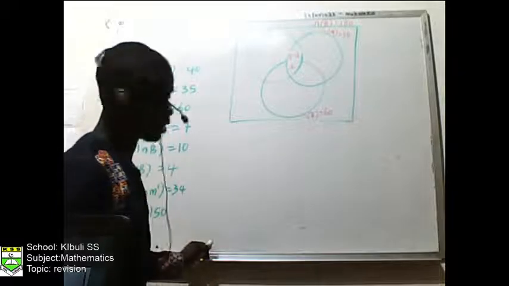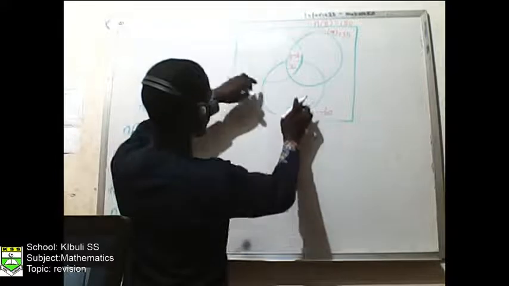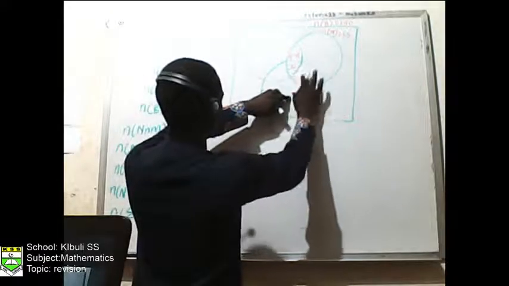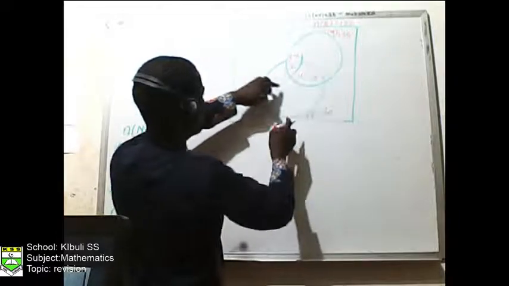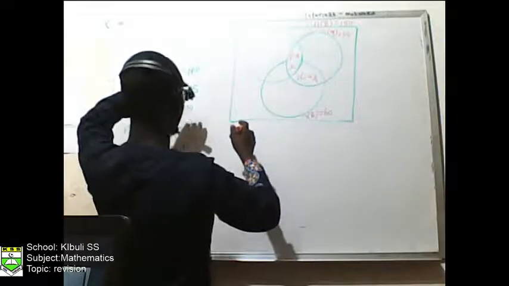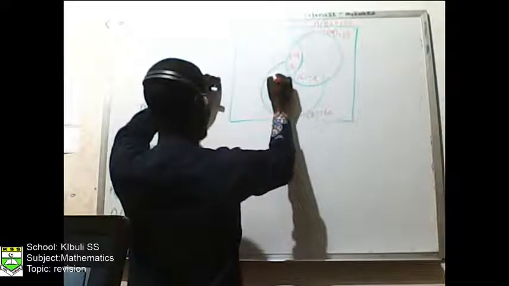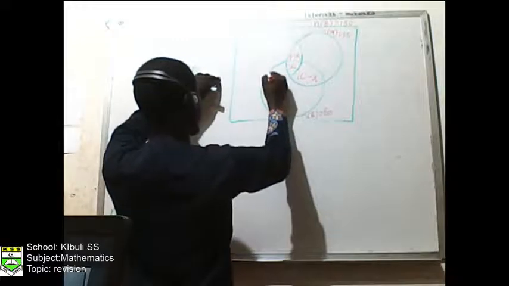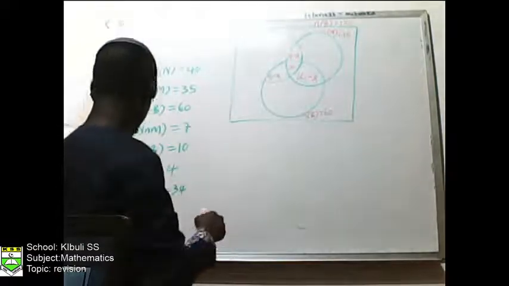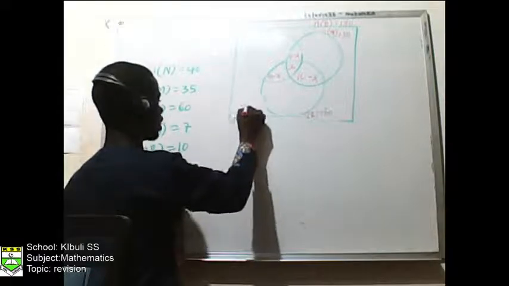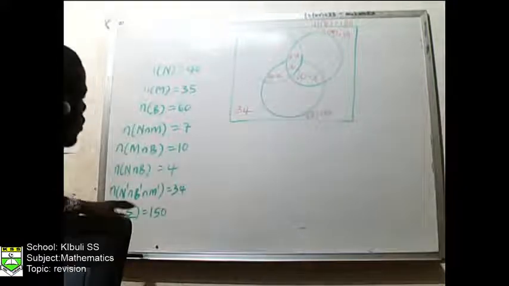Another one is telling me that Monitor and Book, they are 10. So I can now write here Monitor and Book 10 minus X. You know the reason why I'm not writing 10 alone. I'm subtracting off these ones. Then there are 4 people who read New Vision and Book. So 4 minus X. So I need to fill these spaces here. There are 34 people who do not read any of the 3. I can write the 34 here or there. It is okay.